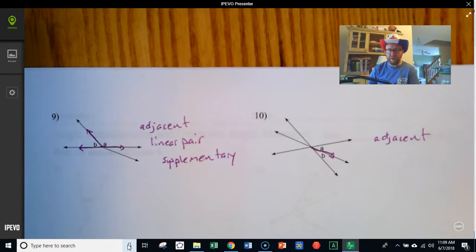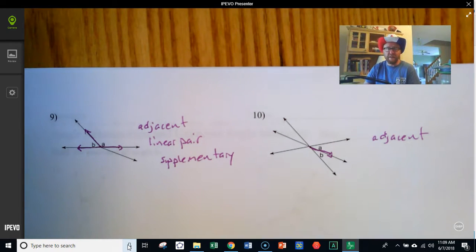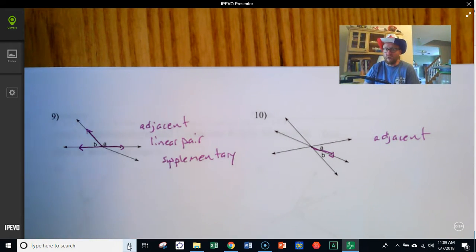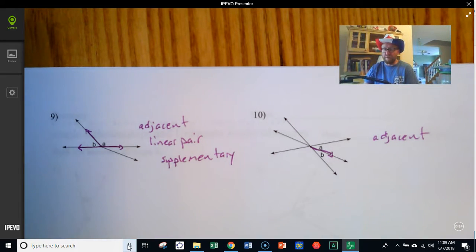Okay, over here, A and B, they share a common side, so they are adjacent, but we don't have anything to indicate that they are complementary. They certainly aren't supplementary, meaning that would mean that their other sides formed a straight line. That's not the case, so looks like that's all we have, adjacent.